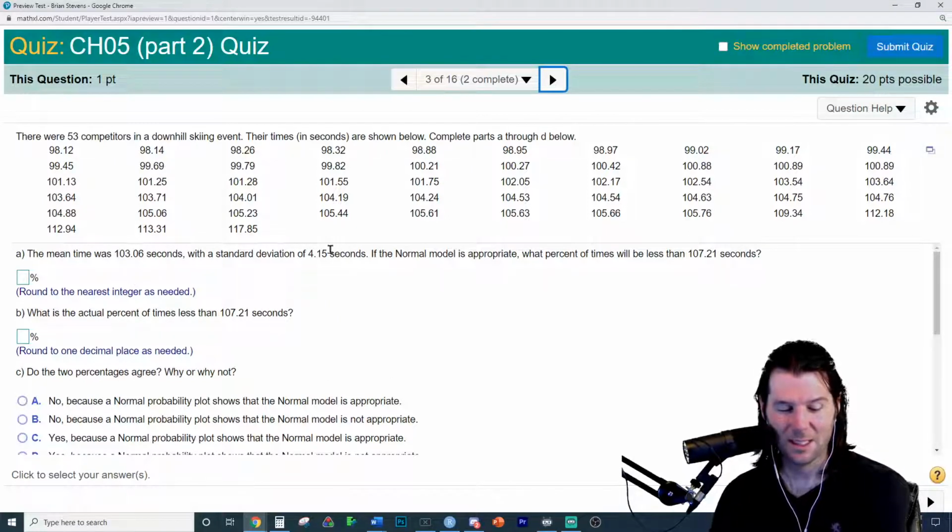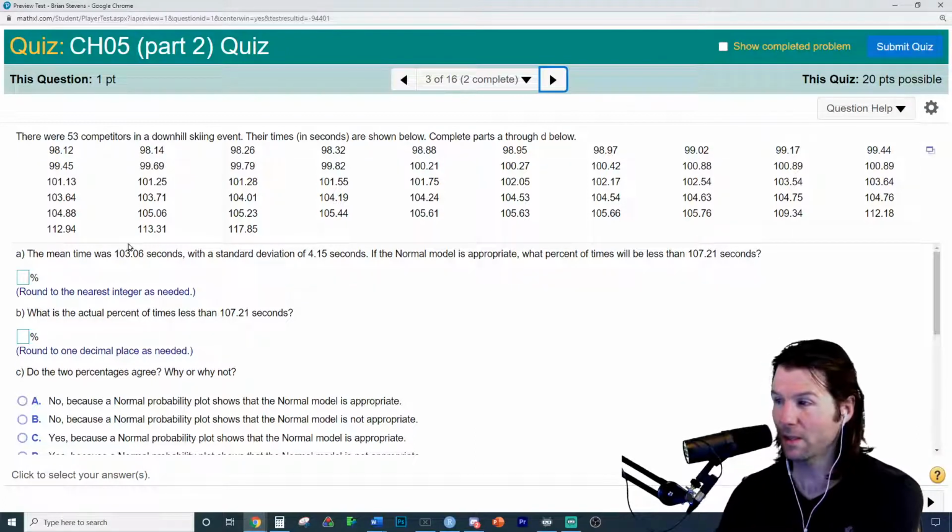The mean time was this, and the standard deviation was this. If the normal model is appropriate, what percent of times will be less than this? The best way to look at this problem is the mean is 103. The standard deviation is 4. What percent of times will be less than 107? 107 is how many standard deviations above 103? So just think of 103, think of 4, think of 107. That makes this a z-score of what? Like we have 103, we have 4. Don't look at the decimals. This one always goes to a nice whole number. So we have 103, we have 4.